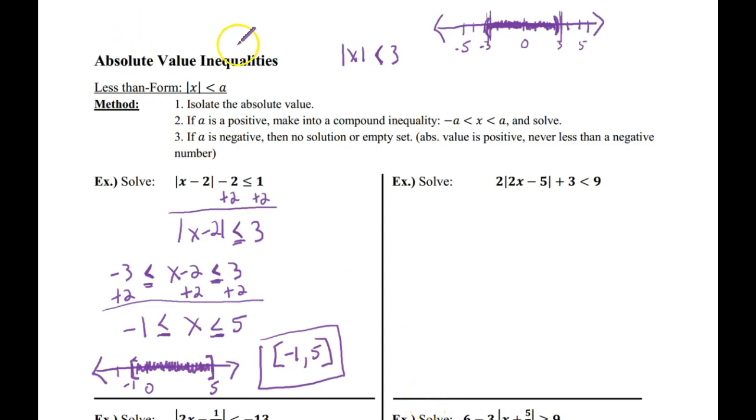Alright, so again, that's the less than. The idea is it's all the distances that are less. They're coming together. It's going to be this closed interval.